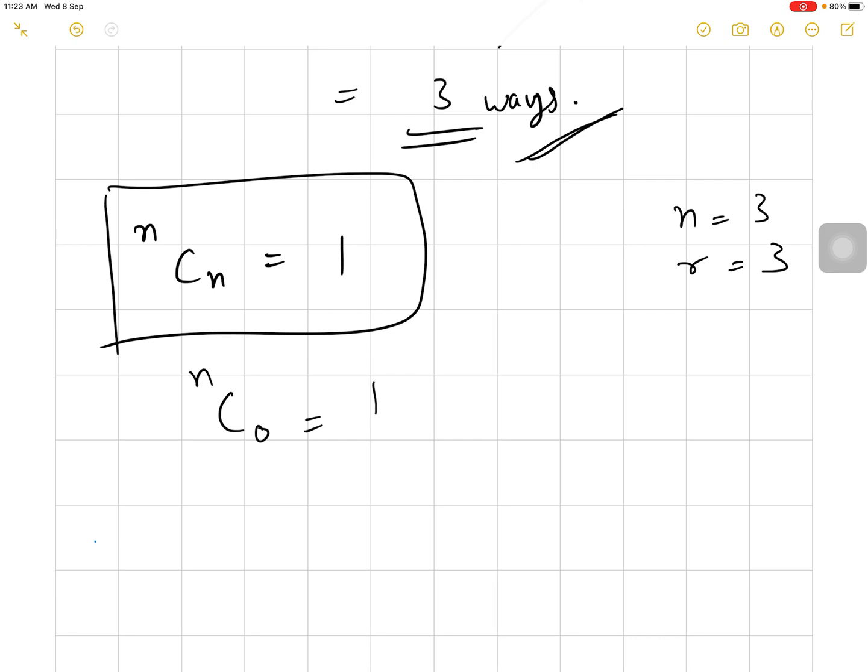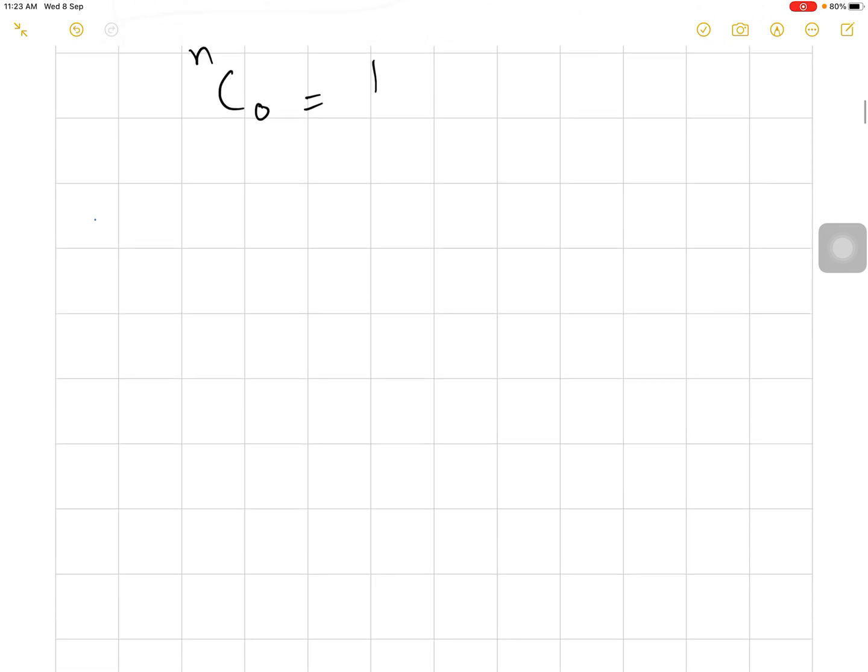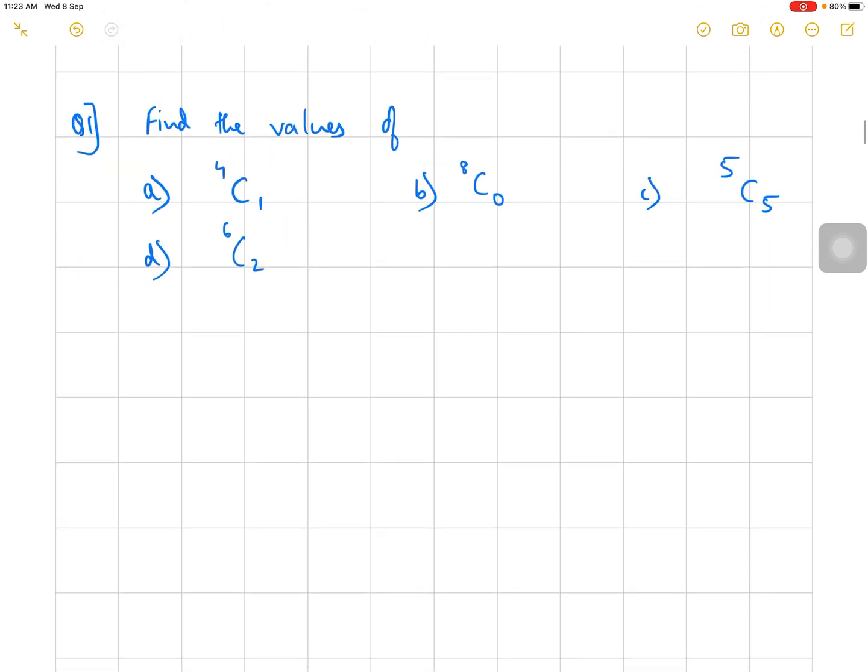So let us solve a few problems. Find the values of 4C1, 8C0, 5C5 and 6C2. Let's solve it.